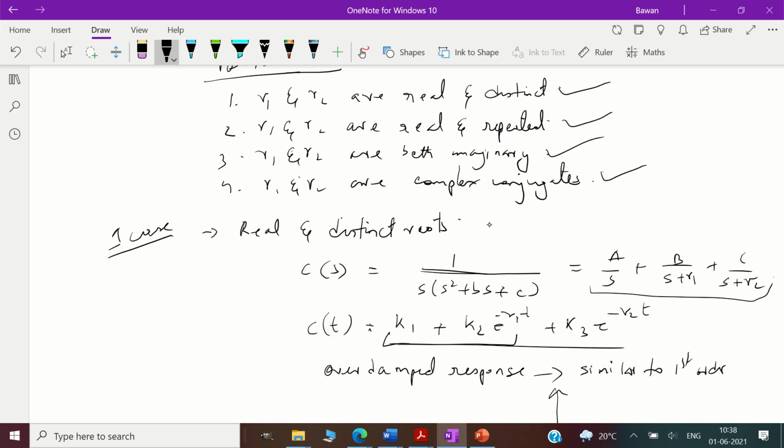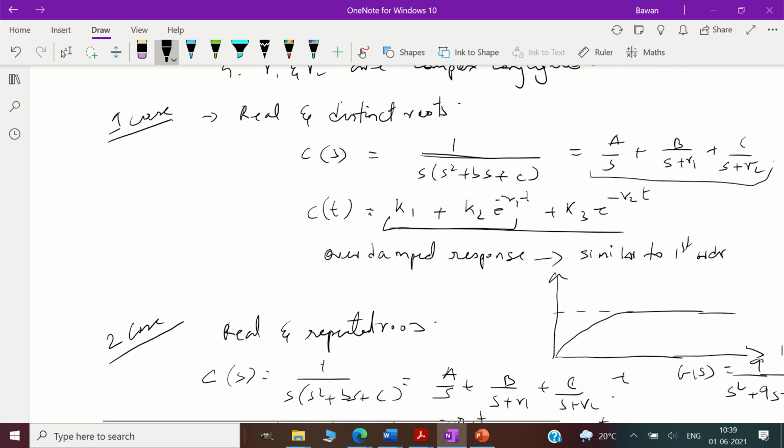So this is your system in place, and you have the exponential terms in between with the constant multiplied to it, and therefore this system will be an overdamped response. This is actually very similar to your first order system. There's not much difference about it. And the exponential terms here give you a little bit of exponential growth, so that is what the response is when you have real and distinct roots.